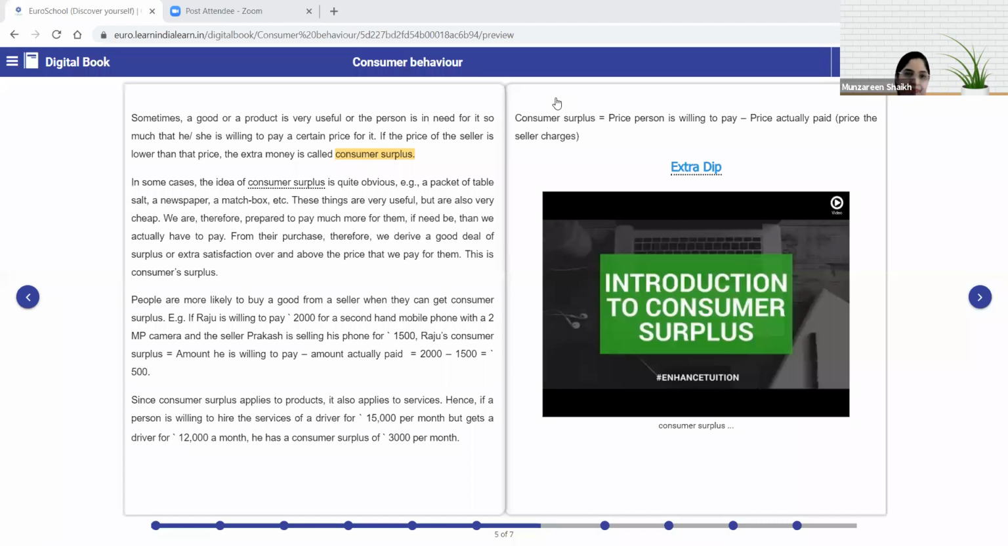Got it? Now understood, children? Yes, ma'am. Okay. Consumer surplus applies to products.